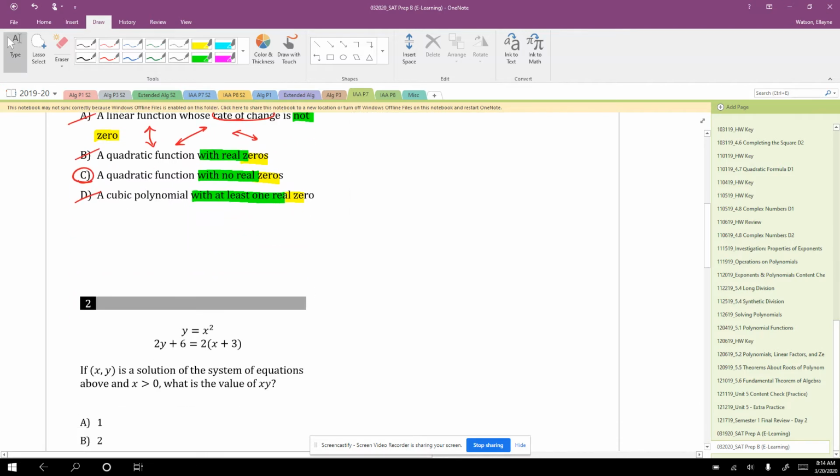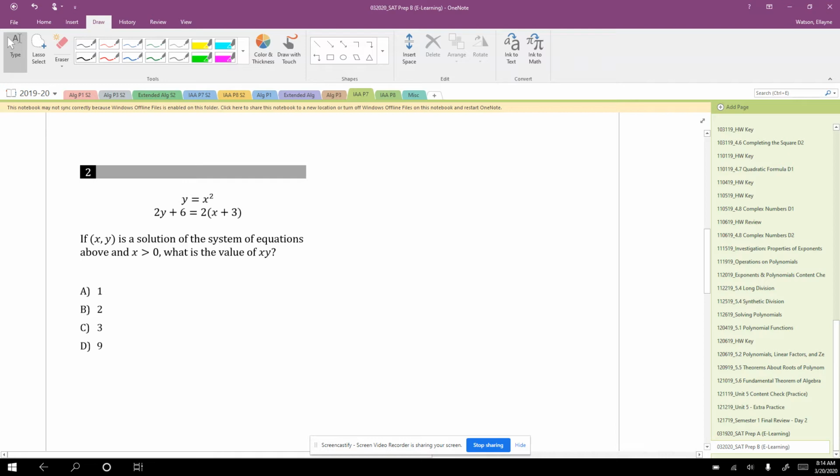Okay, moving on to the next one. So you're given two equations here. If you take a look at it, one of the things I always do is say, okay, I see a parabola and I see a line. It says if xy is a solution, and x is greater than 0, what is the value of xy? So because this is non-calc, you can't just graph this in your calculator, right? So we need to do a little bit of work here.